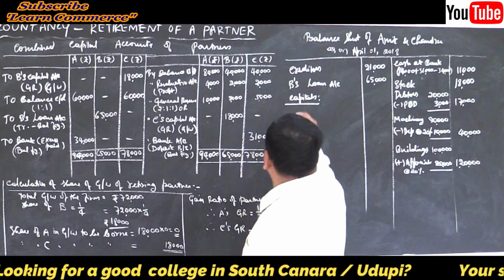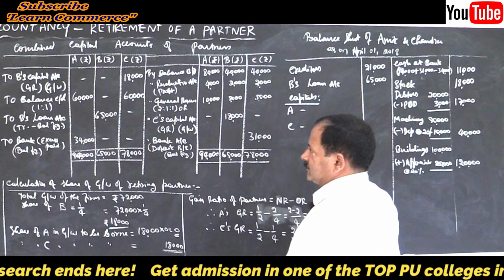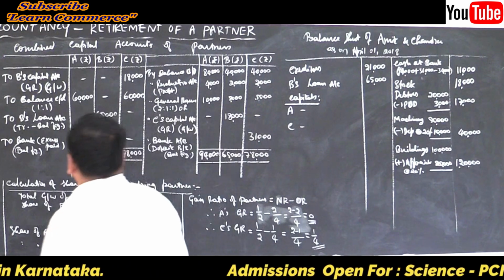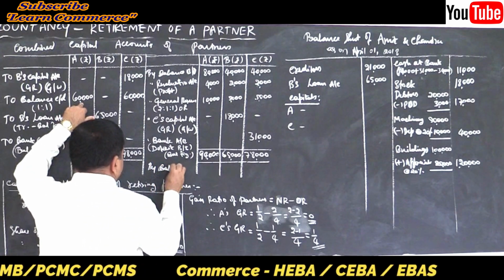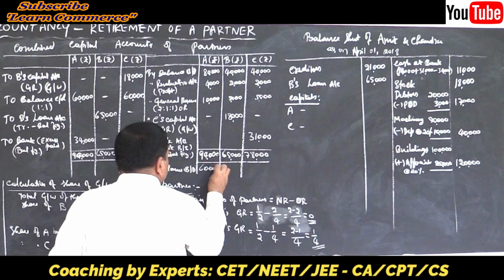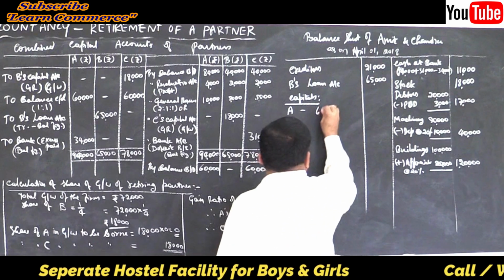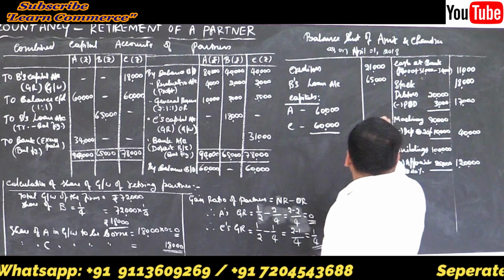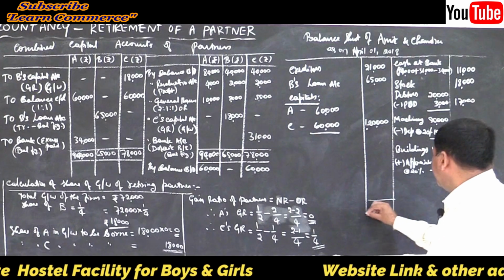How much? Amit and Chandru. Write the capital balances. Capital balances by balance carried down. We should write it as by balance brought down. Remember, by balance brought down, write this 60 and 60. So 60,000 and 60,000, so 1,20,000. So find out whether it agrees or not.